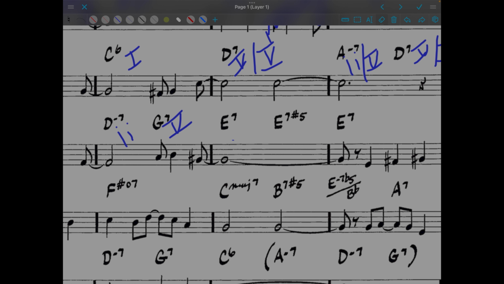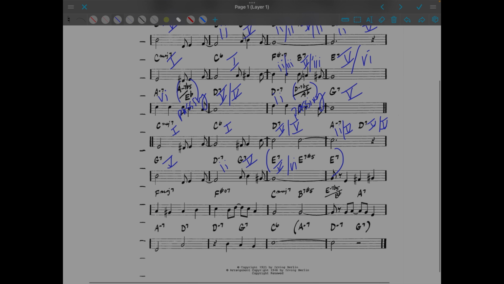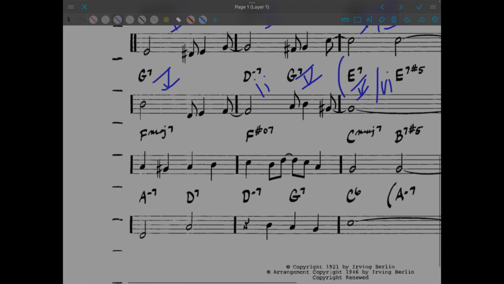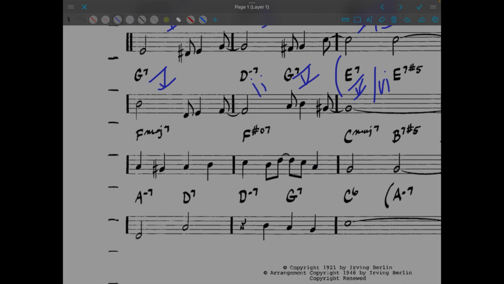However, usually when you see an E7 in the key of C, that means we're heading to an A minor. So this whole thing is acting as a 5 of 6. So that's this whole thing. A little deceptive cadence. And then still, he drags us out.